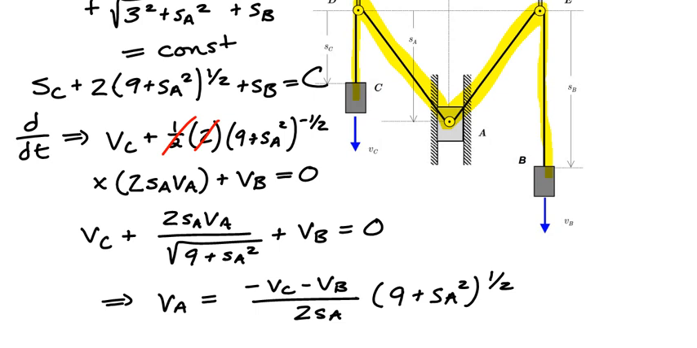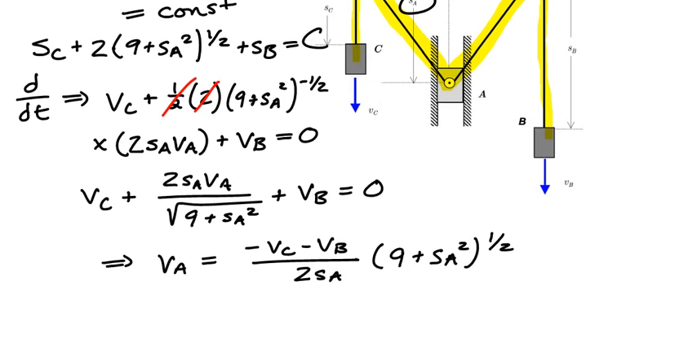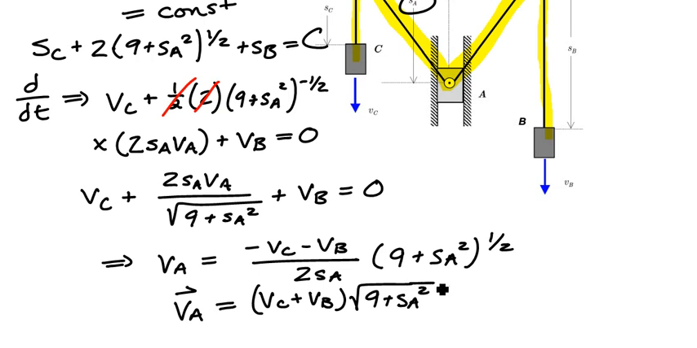Now in this case, VA is going to be positive downward because SA is defined to be positive downward. And so if I want to write this in vector form, VA is going to be the minus of that in the j direction. And so this is going to give me VC plus VB times the square root of 9 plus SA squared divided by 2 SA, all in the j direction.